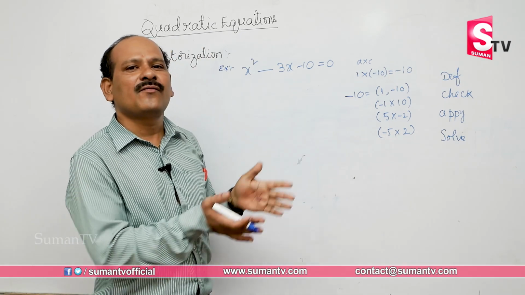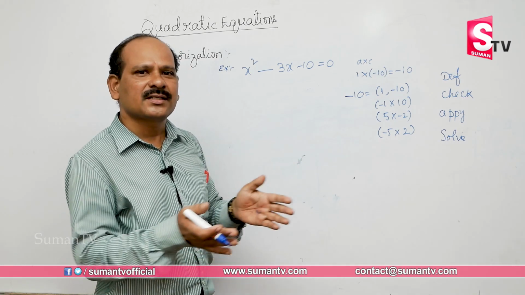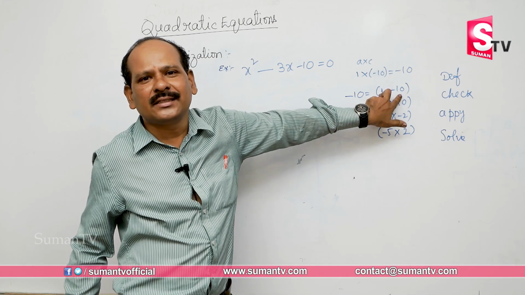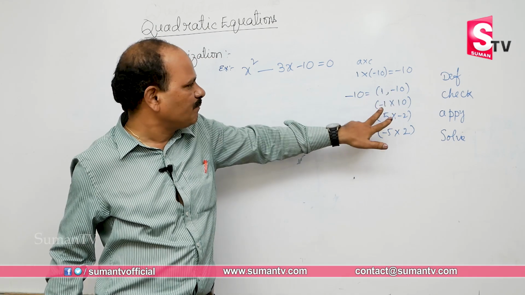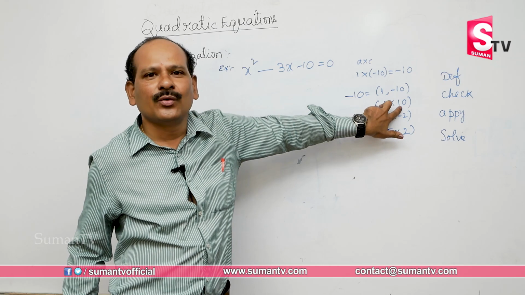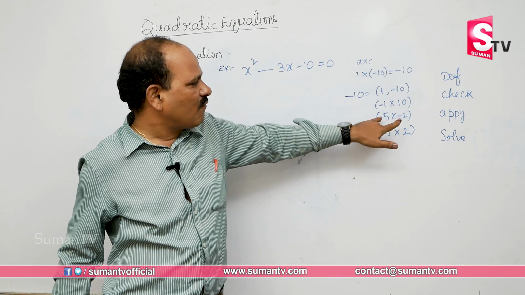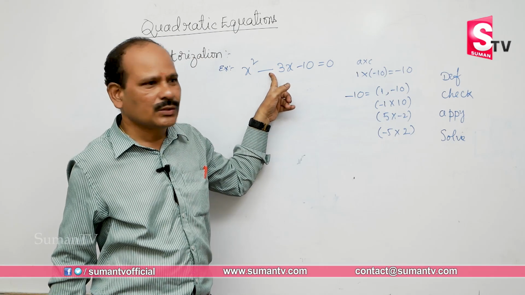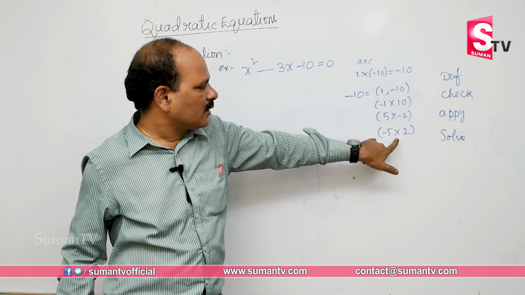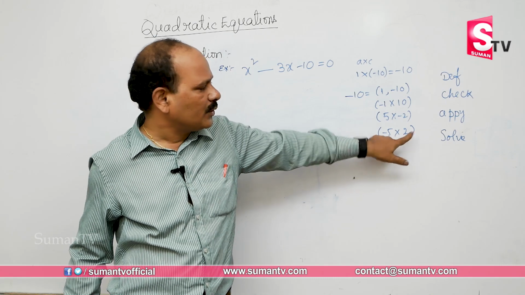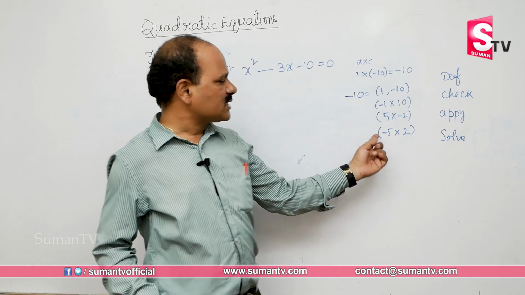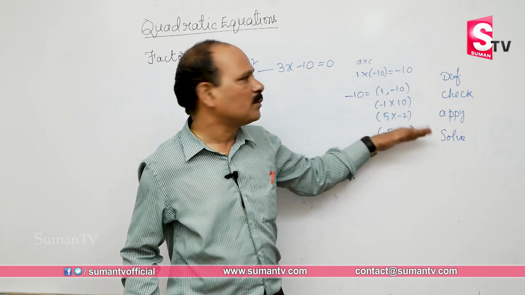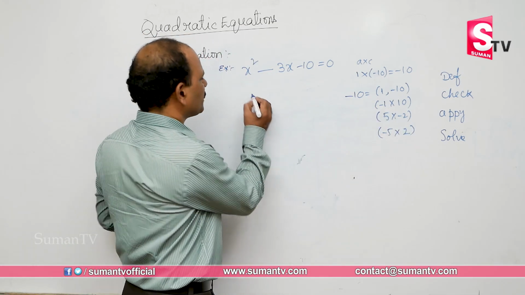But which pair of factors do I have to take? Which factors do I have to choose? See, first one, 1 and minus 10. If you add these two, you will get minus 9 as the answer. Minus 1 and 10, here you will get plus 9 as the answer. 5 and minus 2, you will get plus 3. But here you have minus 3. So these factors are not suitable. Come to the final one, minus 5 and 2. You are getting minus 5 plus 2, you are getting minus 3. So these two factors are suitable for the middle term.